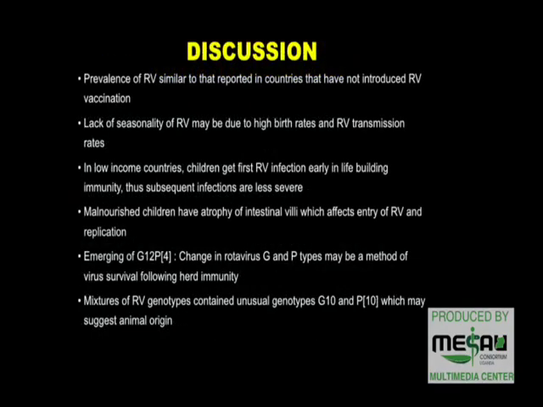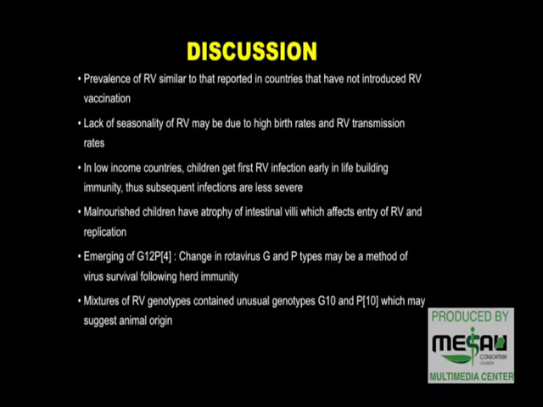So for this study, the prevalence of rotavirus which we saw was similar to what has been reported in other countries that have not introduced rotavirus vaccination. Also, we noticed that there was a lack of seasonality in rotavirus infection in Uganda. This lack of seasonality may be because of our location. Our location is on the equator, so maybe that is why we don't have seasonality.